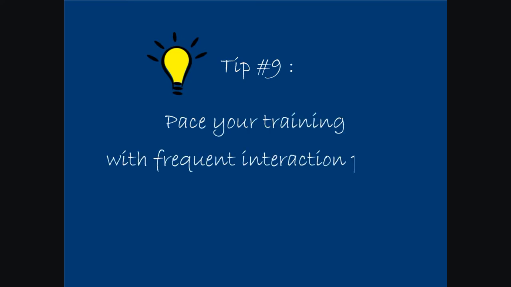Going on with tip number 9. Pace your training with frequent interaction phases. In all sources I came across, it is recommended to have content parts of maximum 20 minutes, followed by 5 minutes of interactions. By content, I mean lecturing parts, group exercises, discussions, reflection moments, as well as experimentation times, the best being to alternate between all these delivery modes.